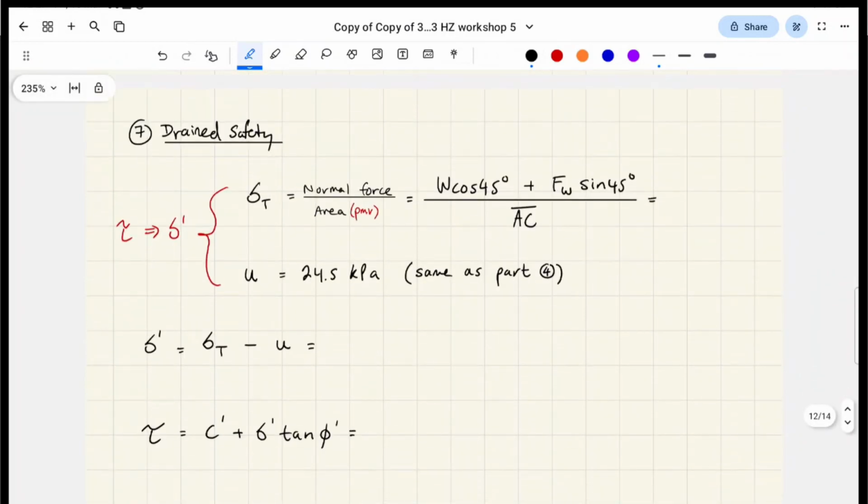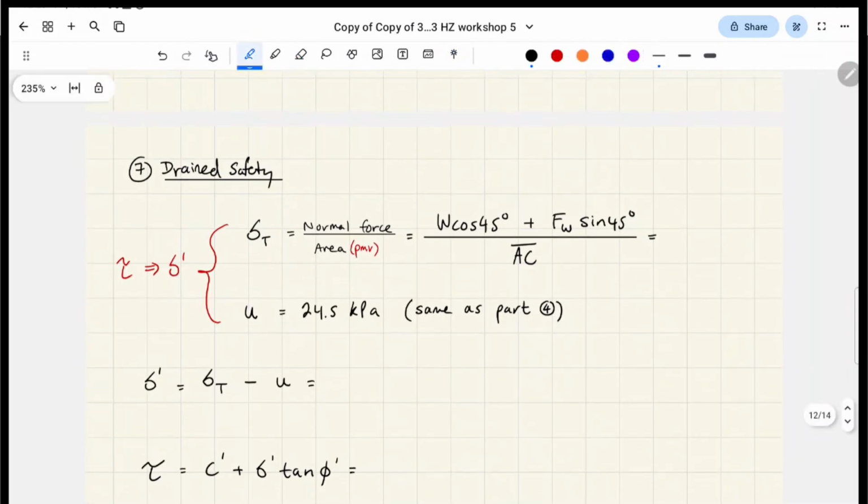So here I've kind of structured it weirdly. Let me run you through what I'm talking about. I want to look for tau, which is our shear strength, right? In order to find our shear strength, we need the effective stress. In order to find the effective stress, we need to look for the total stress minus the pore water pressure. Okay, so now we look at the normal force over the area, which is going to change slightly.